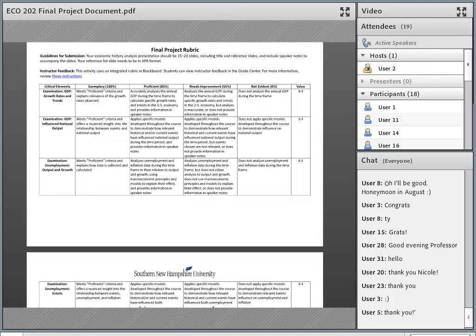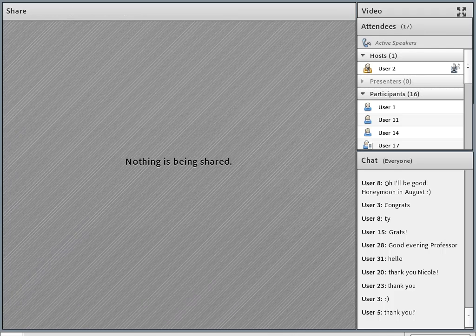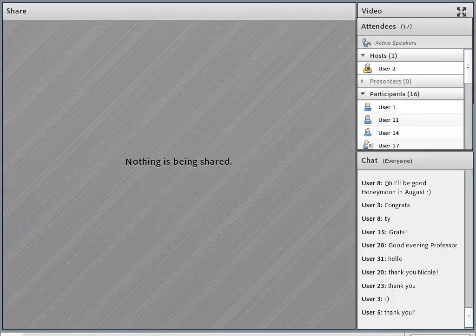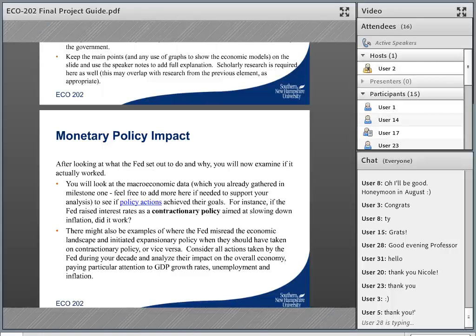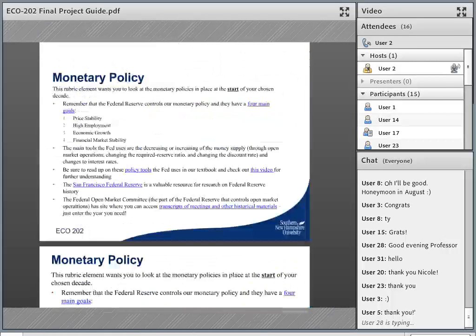Let me make sure I get the right document here. No, this is not the one I want. This is your rubric, which we will talk about, but first I do want to talk to you all about the new elements that you're adding for your final project. Here we go.